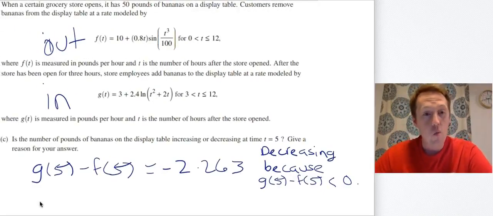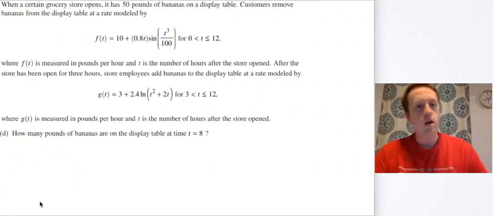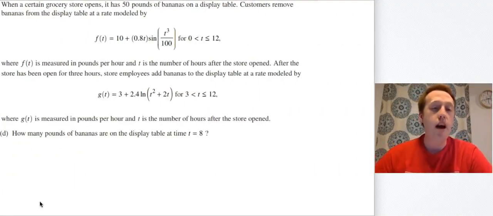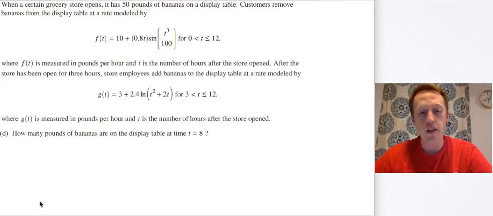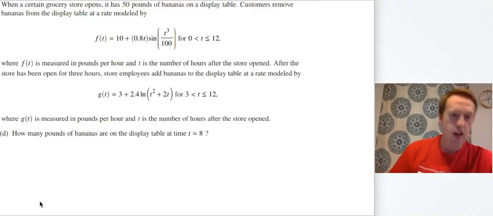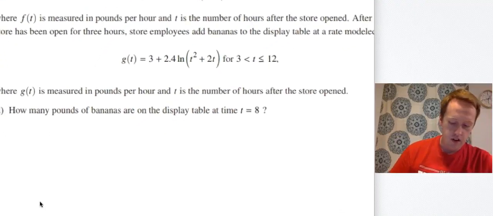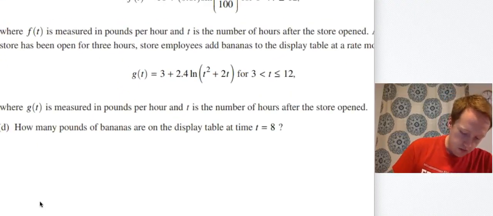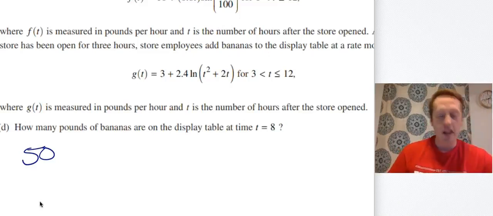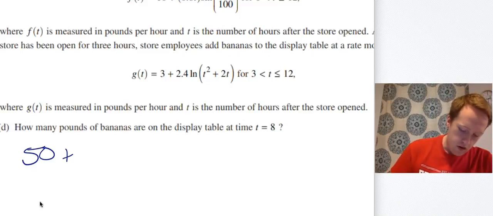Okay, we've got one more part left, and we want to know how many pounds of bananas are actually on the display table at time t equals 8. So I need to consider the initial value, right? So I know I've got rates. I'm going to have to do integrals to get that amount. So let's start with how many bananas there are originally, which was 50. Now, I know that bananas are being added. So I'm going to integrate the rate function at which they're being added, which is g of t.